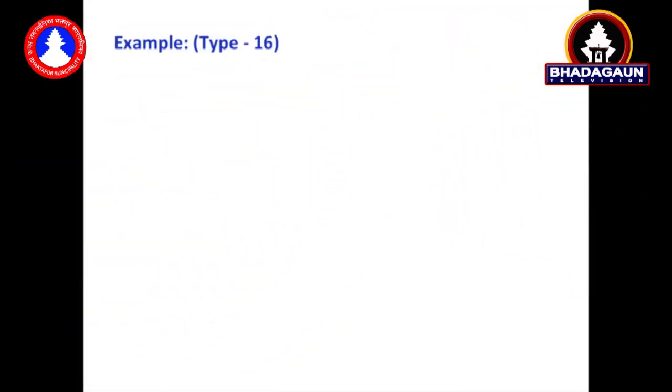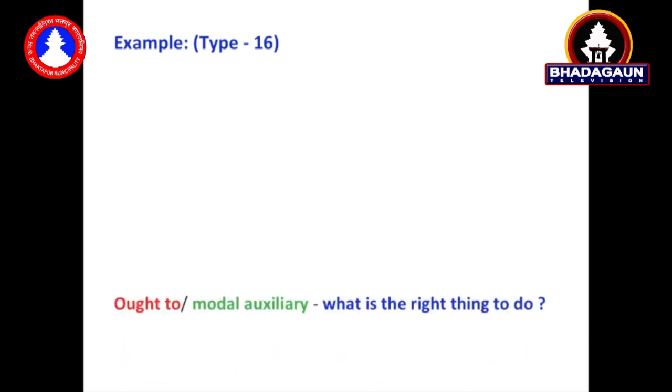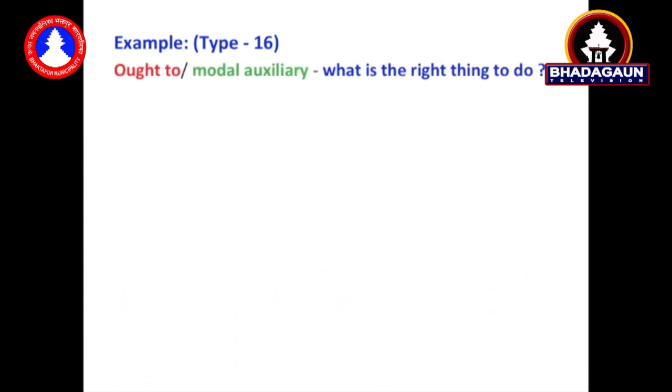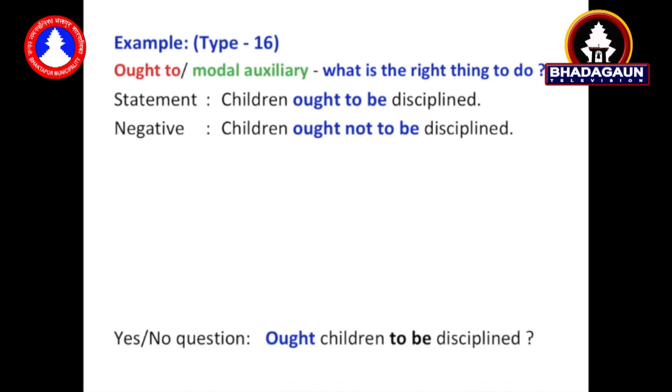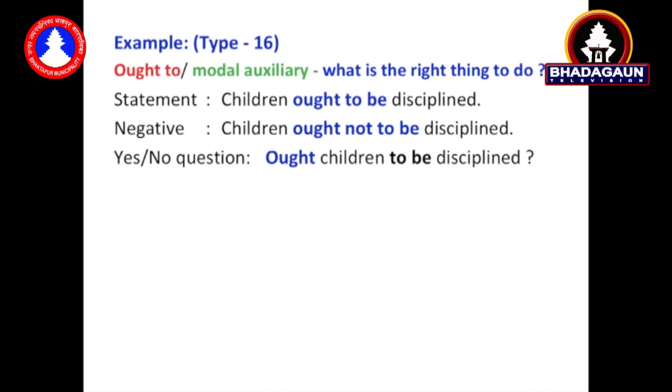Dear students, now example type 16. Here we talk about the use of ought to as a modal auxiliary. Here ought to means what is the right thing to do. The example is, children ought to be disciplined. It is right to be disciplined. And what is the negative? I've just told you that ought to is an auxiliary verb, so we use not next to the auxiliary verb. Children oughtn't to be disciplined. And its yes no question is, ought children to be disciplined?